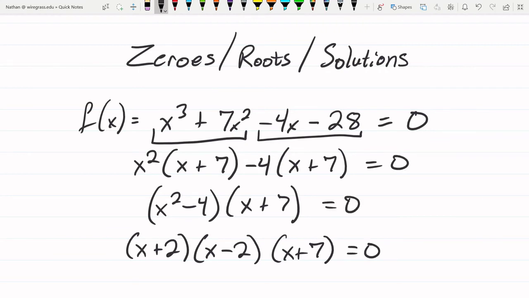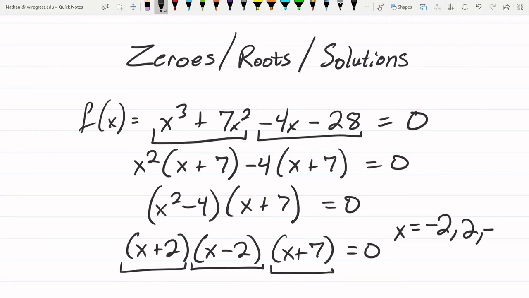And my zeros, my roots, or my solutions to this thing are going to be x equal to negative 2 from the first factor there. This one gives you negative 2. This one gives positive 2. And this one gives negative 7. So those are my zeros of this polynomial.